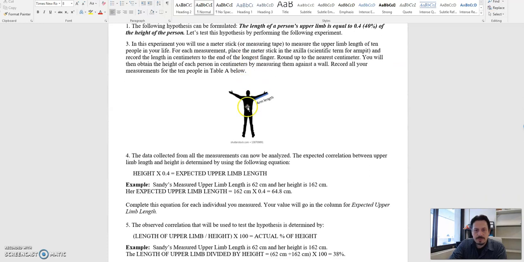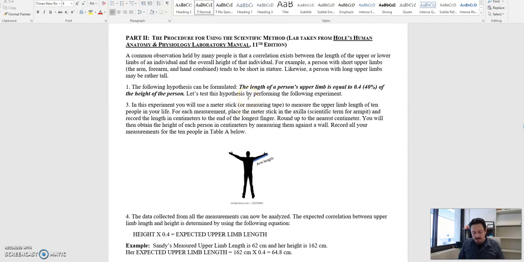Follow all the directions. The first major activity that you're going to be doing for this lab is to test this hypothesis. So here's the hypothesis. It says the length of a person's upper limb is equal to 40% of the height of a person. So what I'm basically saying is that the length from your armpit all the way to the tip of your middle finger is 40% of your height.